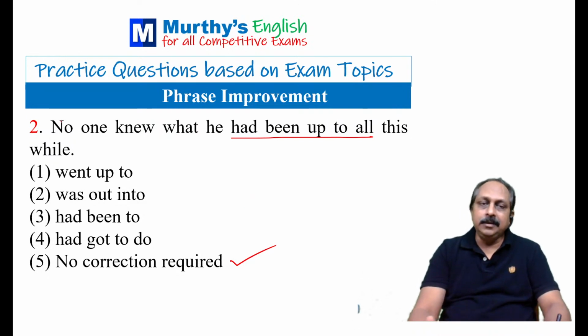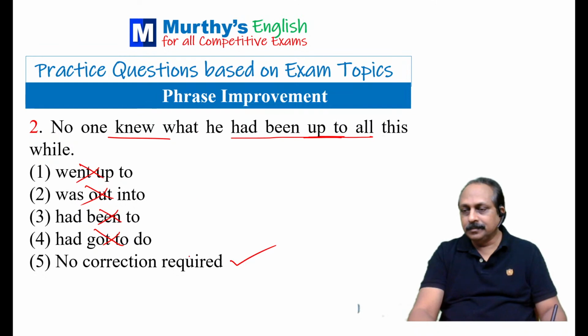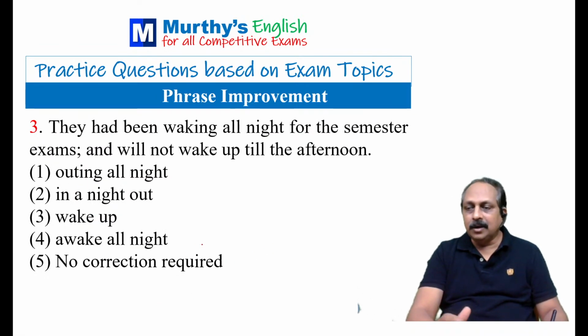You don't have to touch the sentence. No one knew what he had been up to. What are you up to? Generally, we say, what are you up to? So, up to is a clue for you. You cannot use went up to. You cannot use was out into, had been to, and had got to do. Not grammatically correct. The sentence is grammatically, contextually perfect, flawless. No one knew what he had been up to all this while. Very good. I appreciate those students who chose the fifth option, no correction required.